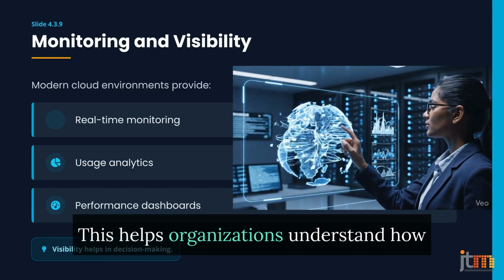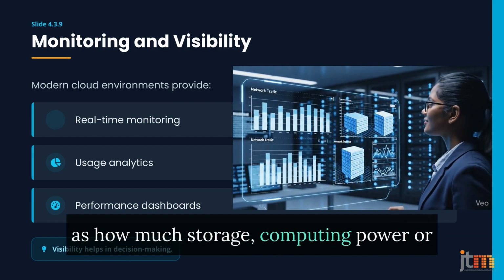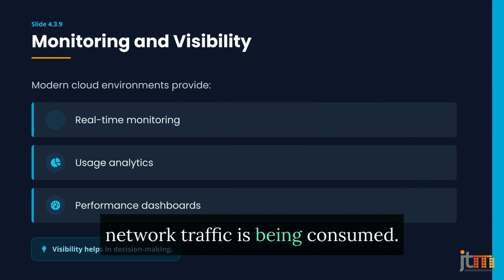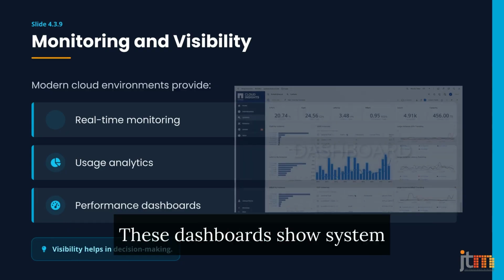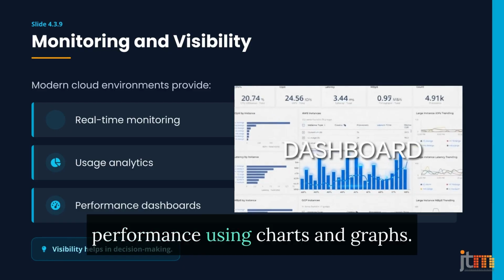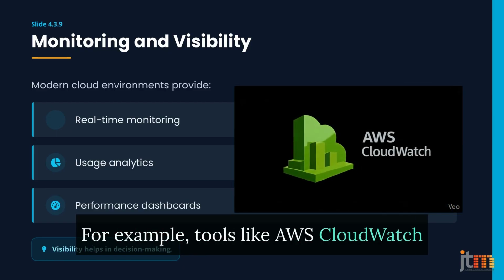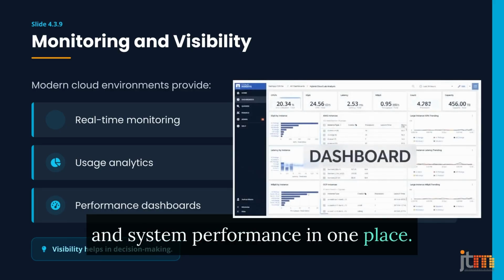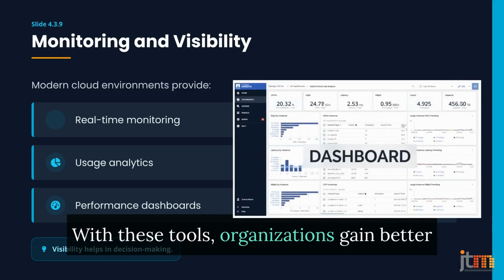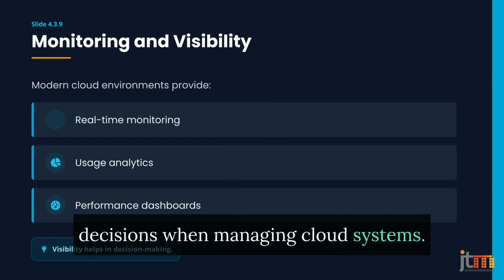This helps organizations understand how their cloud resources are being used, such as how much storage, computing power, or network traffic is being consumed. Another important feature is performance dashboards. These dashboards show system performance using charts and graphs. For example, tools like AWS CloudWatch allow administrators to see server activity and system performance in one place. With these tools, organizations gain better visibility, which helps them make better decisions when managing cloud systems.